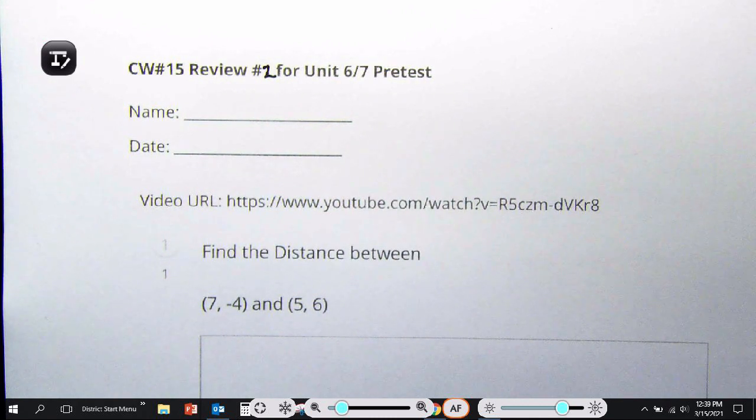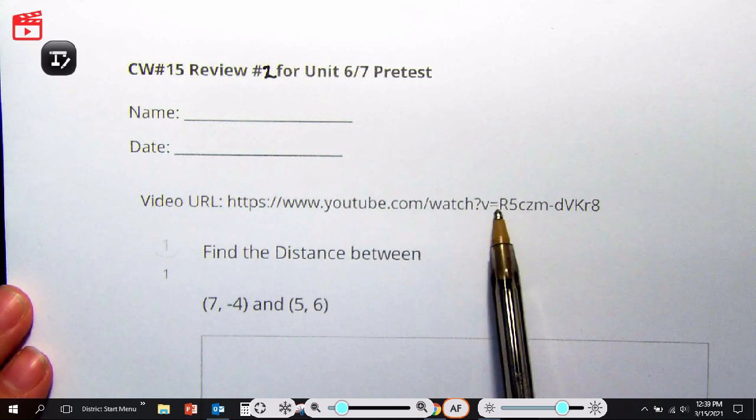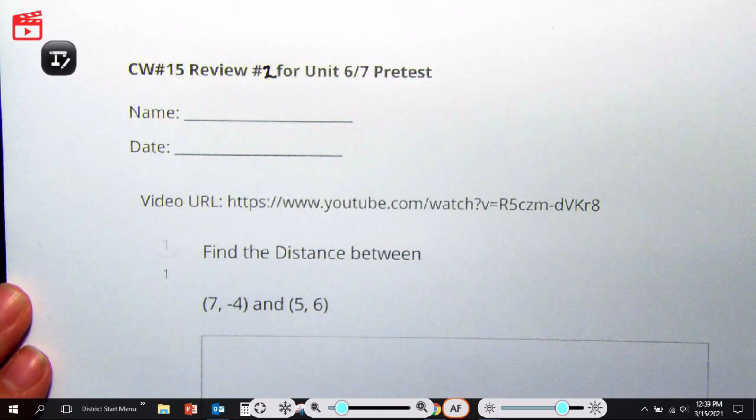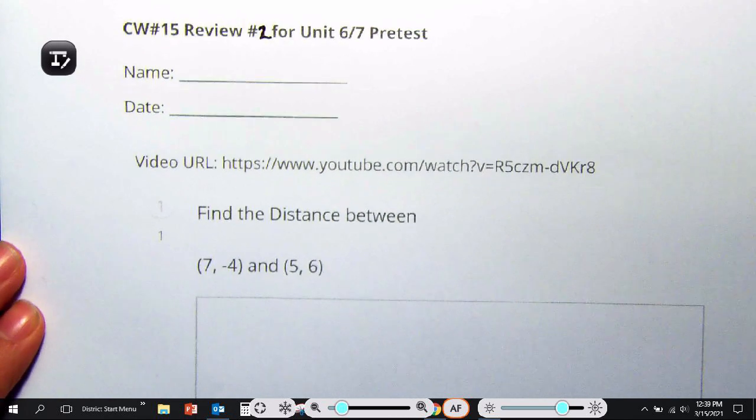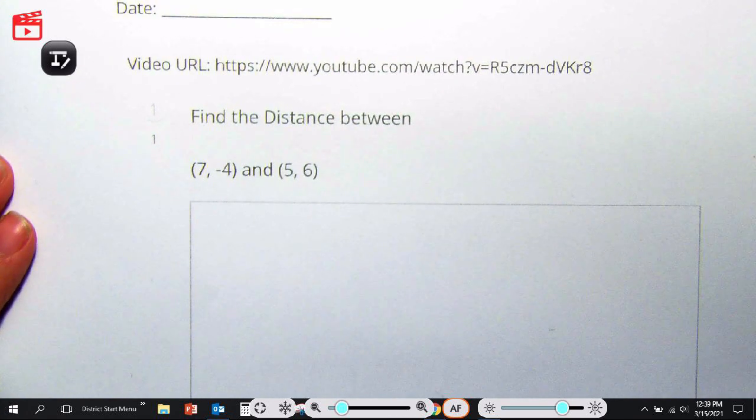So the very first thing we have is find the distance between (7, -4) and (5, 6). Now you do notice, if you're in my class, you would see a video. If you're not in my class, if you go to this link, you will watch a great video on how to find the distance between 2 points. So how do we do that? We're going to use the distance formula.